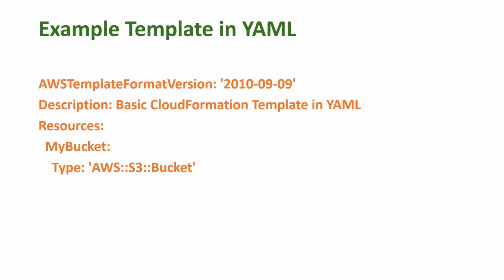Here is an example of a basic CloudFormation template in YAML that creates an S3 bucket. So first, AWS template format version, description, resources. Inside resources, MyBucket. Inside MyBucket, the type of the bucket you want to create. So here we are taking the S3 bucket. This template specifies the creation of an S3 bucket without any additional properties.